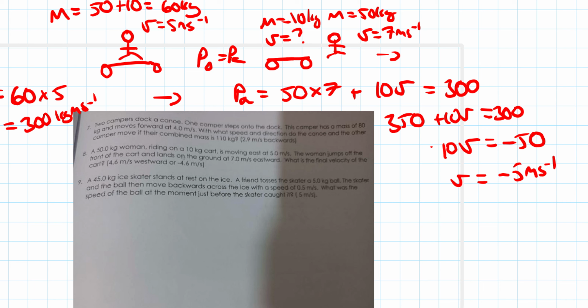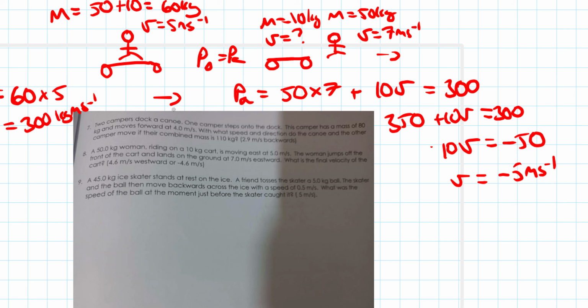So just to justify the answer, we know that initially the system is together, moving on top of each other, riding on a 10 kilogram cart. So the mass of them together is 60 times 5. Even if you were to split that up, you would get the same momentum. So it's 300 and then 300 going that way.